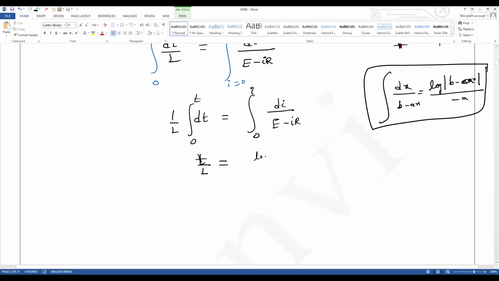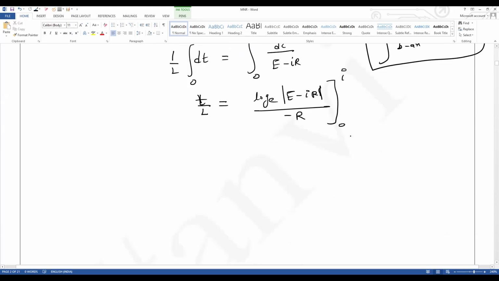Same way, you tell me this formula now. What will happen to this one? It will become log base e of b minus ax. So what is the b minus ax here? E minus IR, divided by minus a, so minus R. Any doubt, anybody, till here you can ask me. So integration 0 to I. Is it okay, guys? Limit.